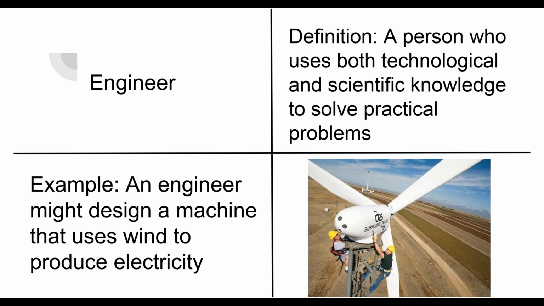Now you guys have probably heard of engineers before. You may not realize how entirely broad of a category this is. Now we're briefly going to talk about them here in this unit for 4.1. We're going to talk about them later as we move through the chapter about the different types of engineers. So an engineer, just again looking at the definition, is a person who uses both technological, so they use technology, and scientific knowledge to solve practical problems. So again, they're solving problems that we can reasonably accomplish. So our example here being an engineer might design a machine that uses wind to produce electricity.